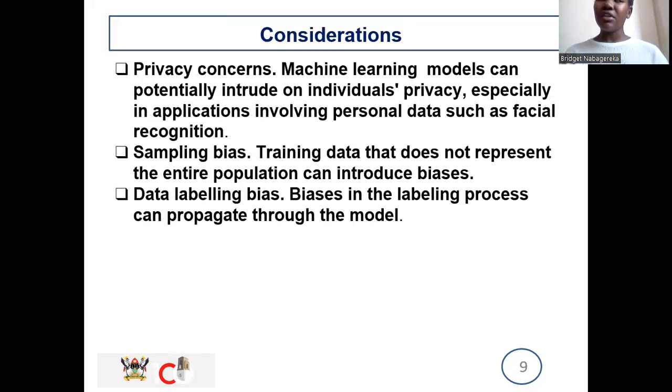For the considerations, we're going to consider privacy concerns: machine learning models can potentially intrude on individuals' privacy, especially in applications involving personal data such as facial recognition. Then we have sampling bias: training data that does not represent the entire population can introduce biases, depending on whoever is sampling and using the data. And then data labeling bias: biases in the labeling process can propagate through the model.